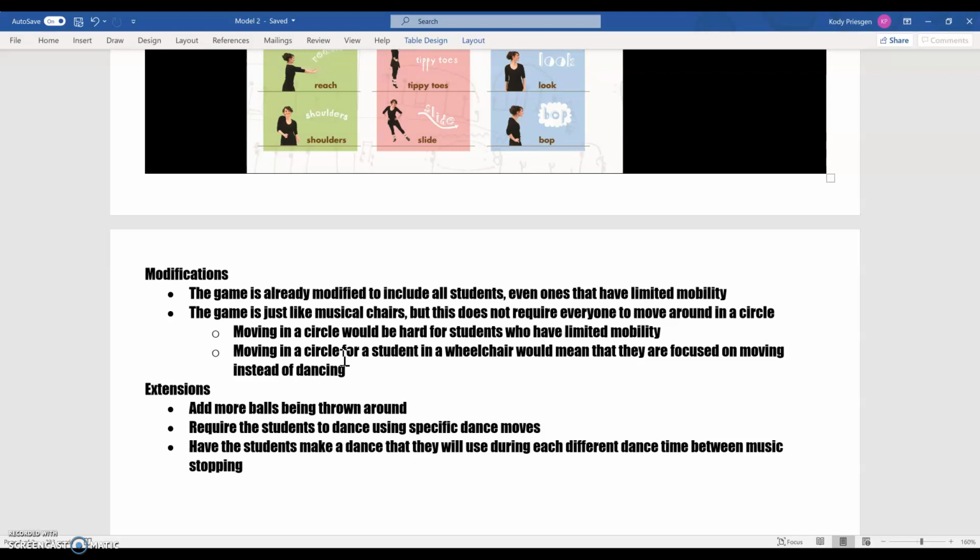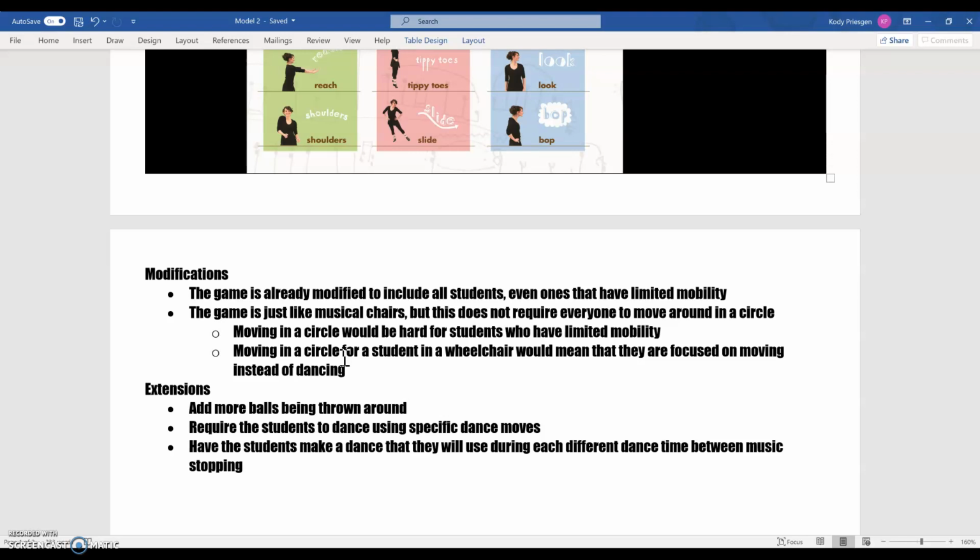Moving in a circle for a student in a wheelchair would mean they are focused on moving instead of dancing. So if you're going in a circle and you're supposed to dance when you're in the circle, they can't really dance because they have to be moving themselves in the circle. And it'd be hard to race to a chair if they're already sitting down.